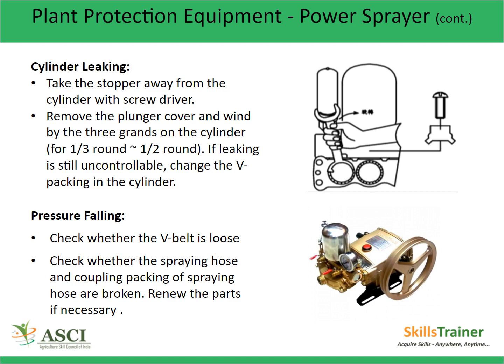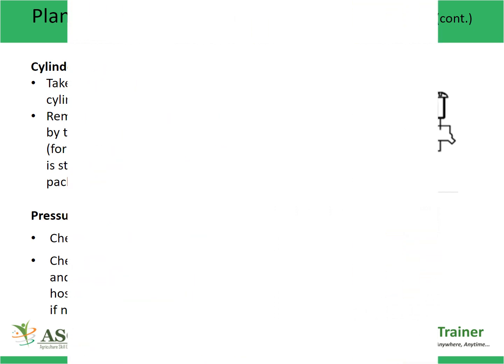Pressure falling. Check whether the V belt is loose. Check whether the spraying hose and coupling packing of spraying hose are broken. Renew the parts if necessary.